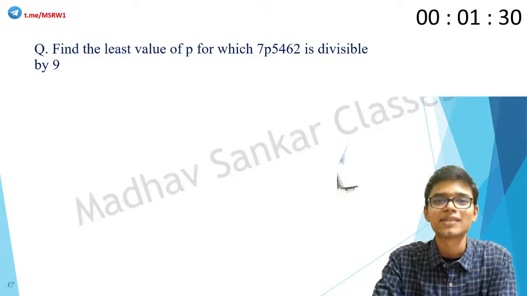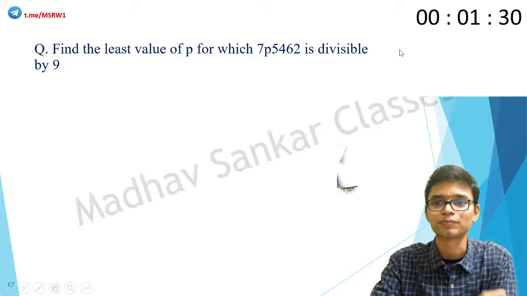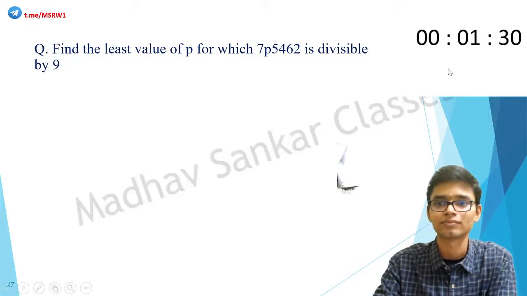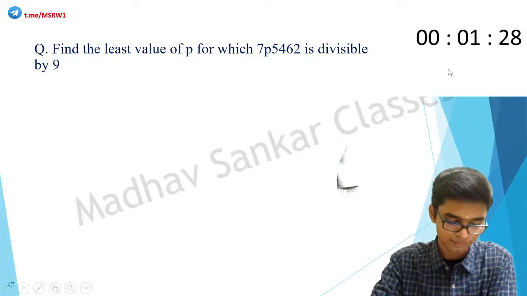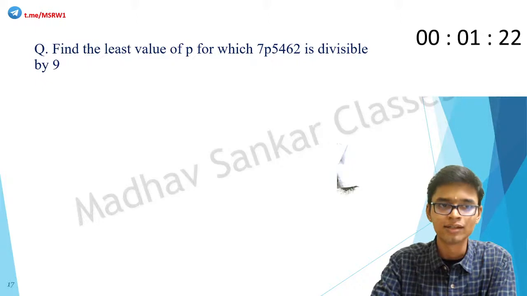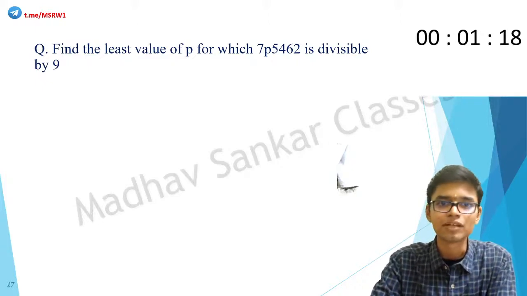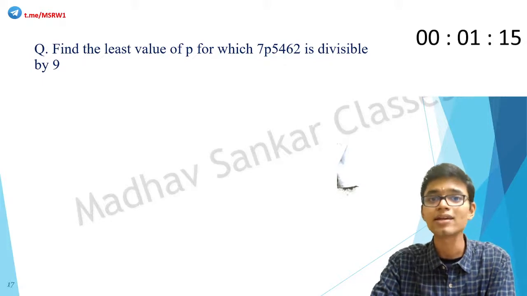Divisibility by 9. Same procedure. Your time starts now. Find the least value of p for which 7p5462 is divisible by 9.